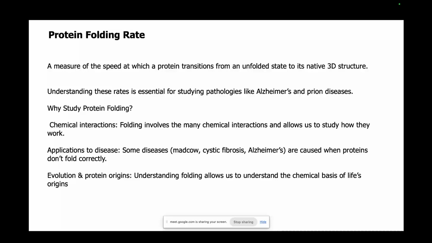Second is what kind of disease can be formed because of differential folding. And third, we can also understand protein origins and evolution of the protein through the folding of the protein. So if you have two proteins which fold similarly at a similar rate but have different mutations, if you compare them side by side, you will find certain regions have been mutated.